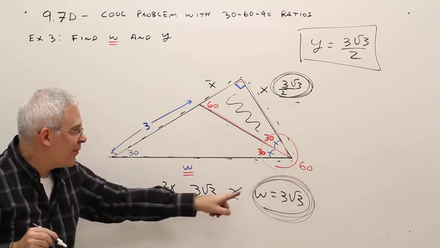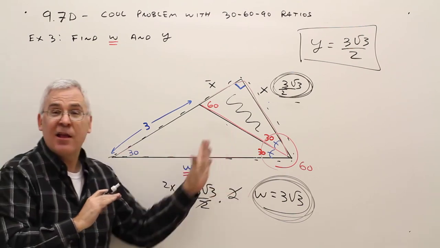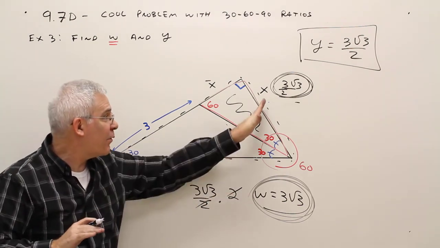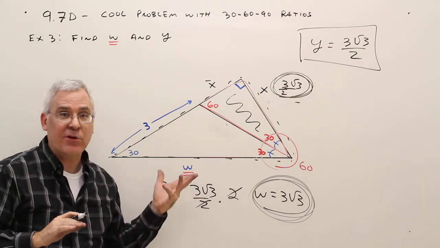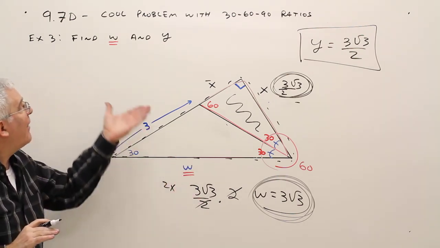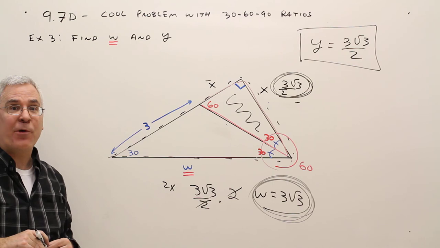And again, on your notes it said X, but as you can see, there could be a lot of confusion with X's over that triangle, this triangle, and the ratios. So there you have it, how to solve a very cool problem involving 30, 60, 90 ratios.